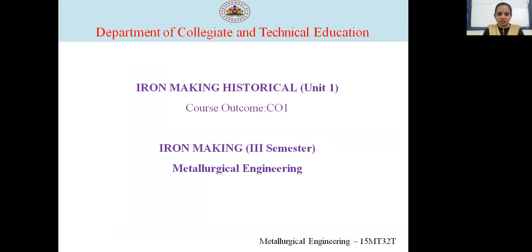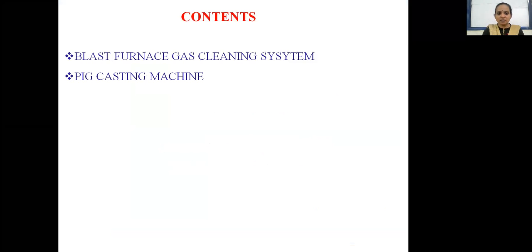Today in this session, let's discuss with respect to the subject iron making, the first unit, iron making historical. In this, today's contents are blast furnace, gas cleaning system, and pig casting machine.